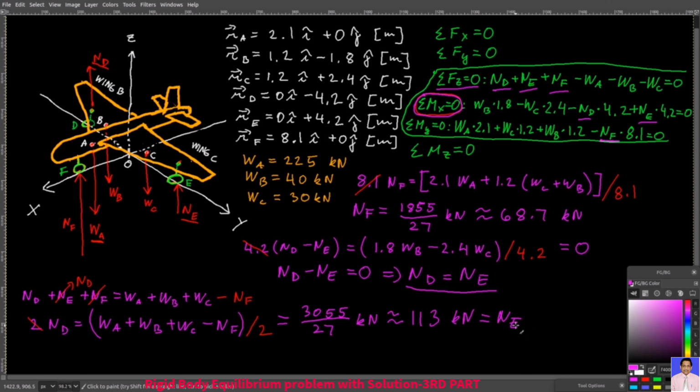And there you go. That's how you find the reaction forces for your 3 wheels using the 3D rigid body equilibrium principles. Thank you very much.